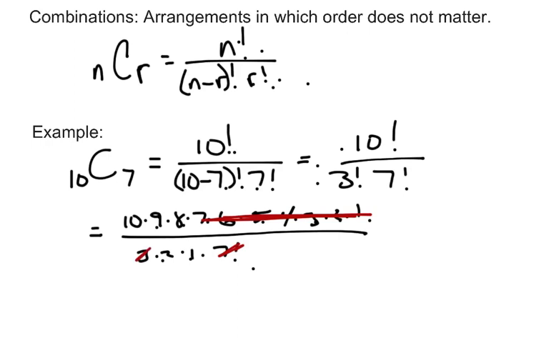Then we also got a little more canceling to do. 3 goes into 9 3 times, and 2 goes into 8 4 times. So then this is all we really need to multiply out, and we get 10 times 3 times 4 is 120. That's 120 different ways that we could use 7 objects out of a group of 10.